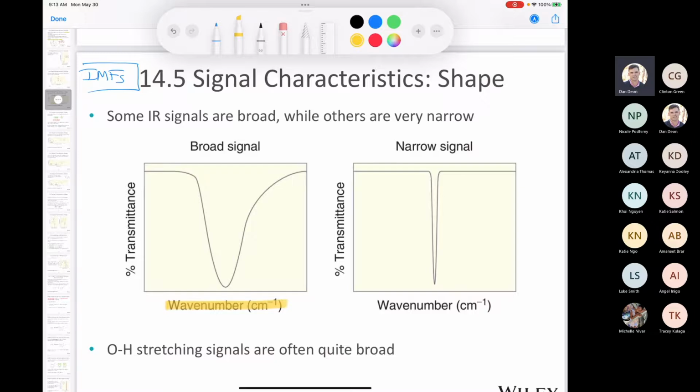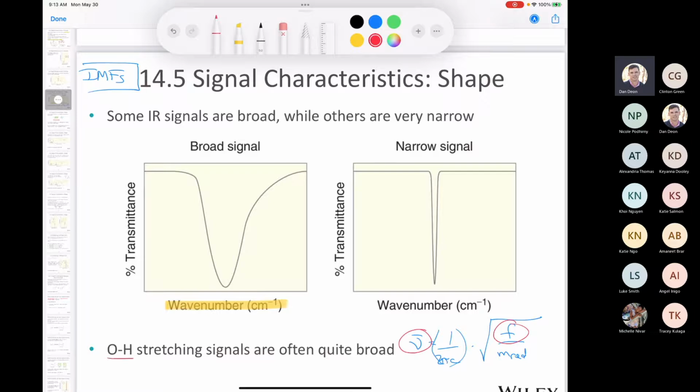Remember when we looked at that big old formula, we said that wave number was equal to 1 over 2 pi times the speed of light multiplied by the square root of F over reduced mass. Yes, we looked at that a few minutes ago. Well, it's coming up again because wave number is directly proportional to the strength of the bond.